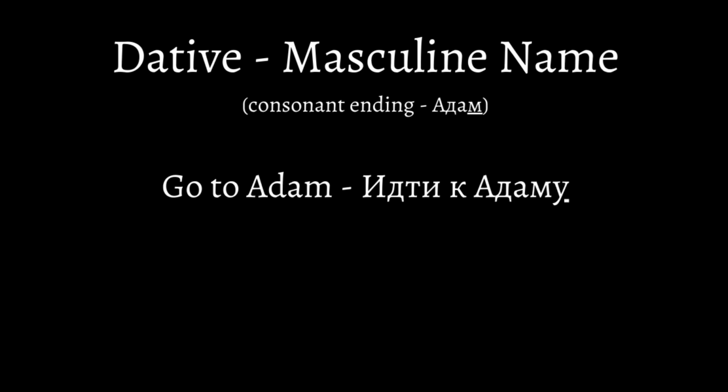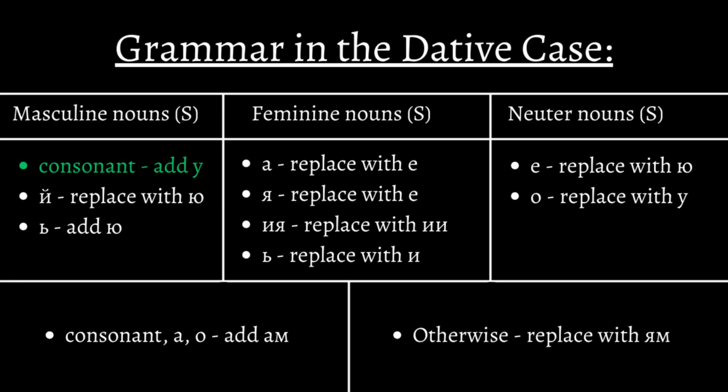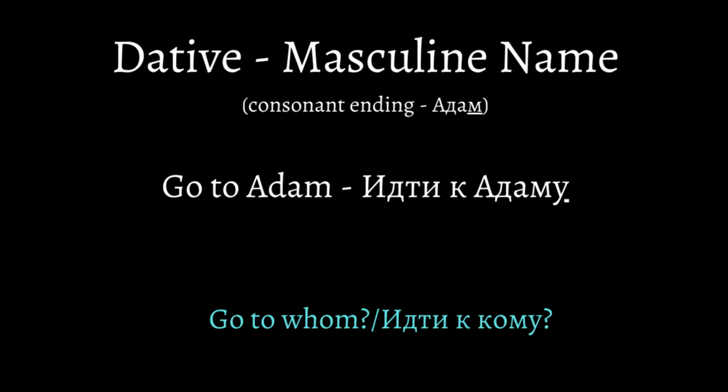Here's one example of a masculine name. Go to Adam is идти к Адаму. This is a very basic phrase because we have a simple masculine name that only requires u at the end. Because the names of people are singular, the grammar-changing endings in singular nouns work the same way as with names, depending on gender. Идти к кому? Идти к Адаму. Now, let's work with feminine nouns.